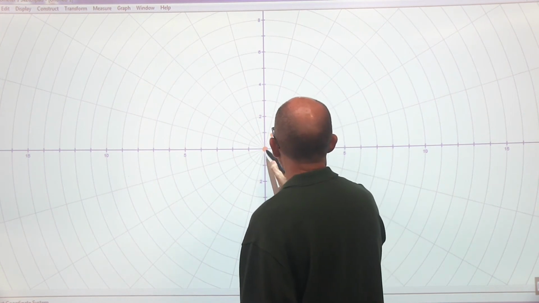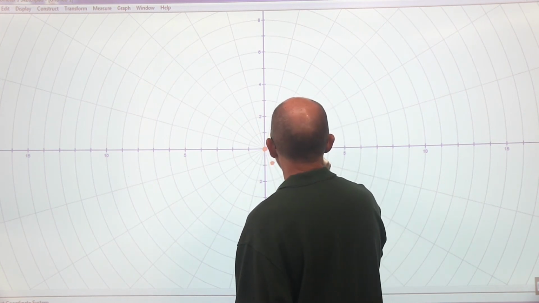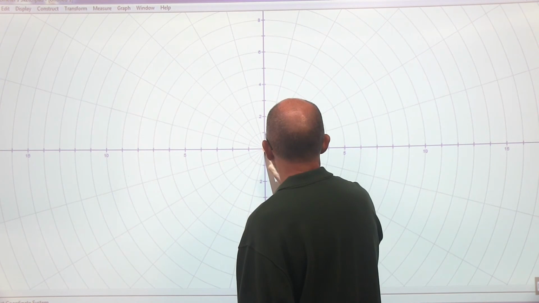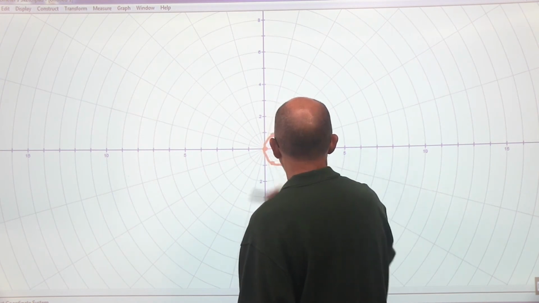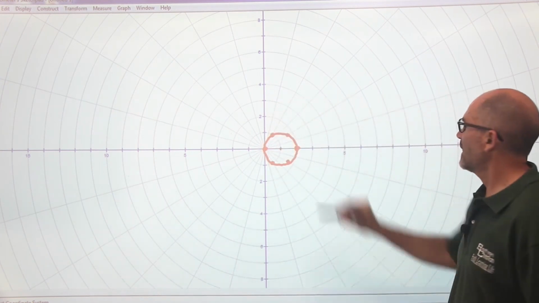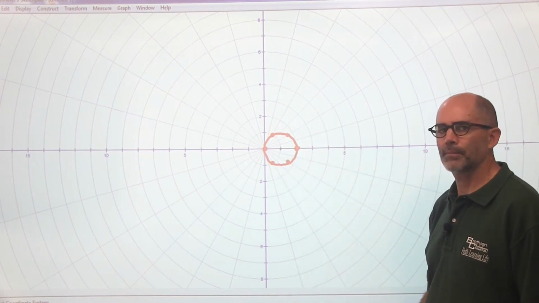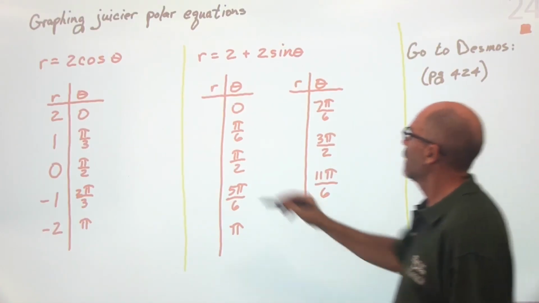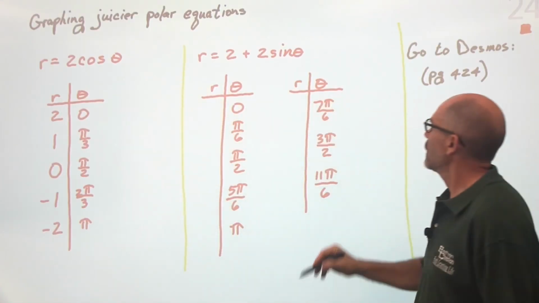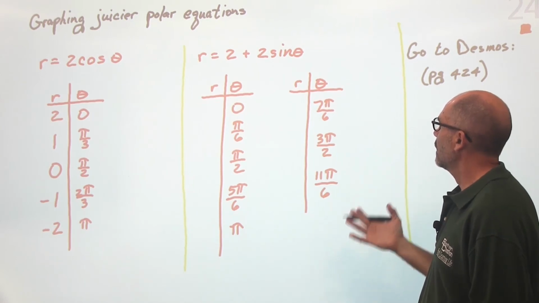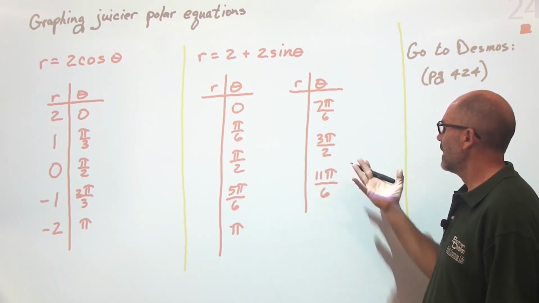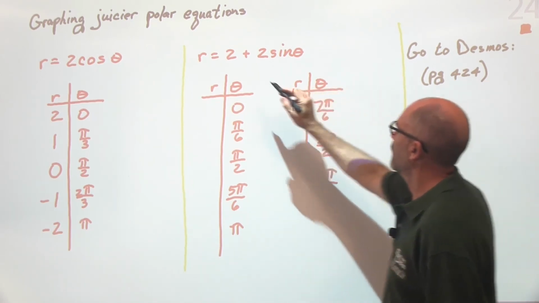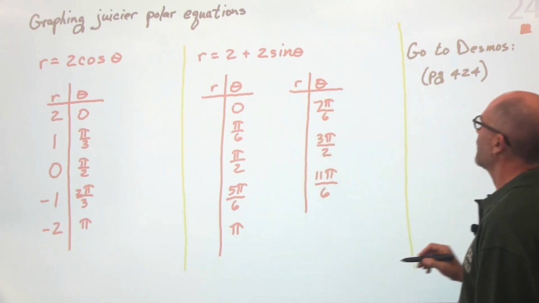And so what I see then is I have a circle with center 1, 0. So basically that's how you graph your polar functions. Just pick convenient points and put them on the graph. Yeah, let's do this one. So 2 plus 2 sine theta.